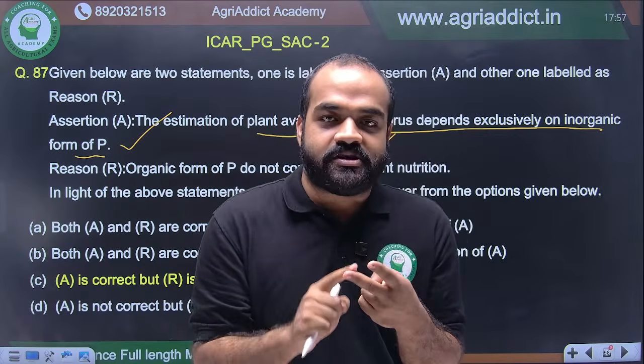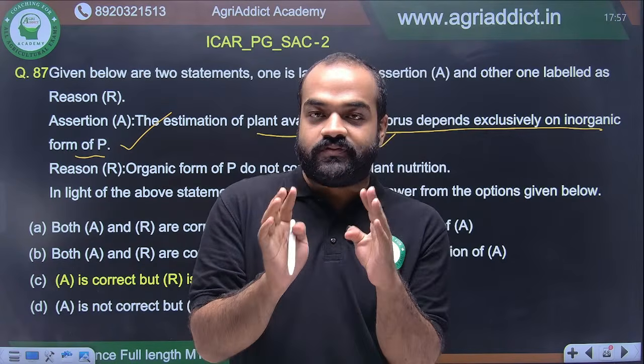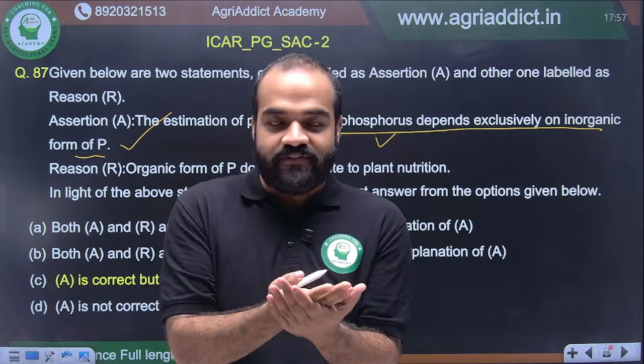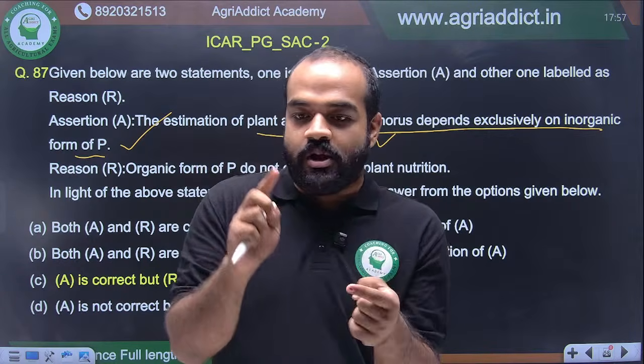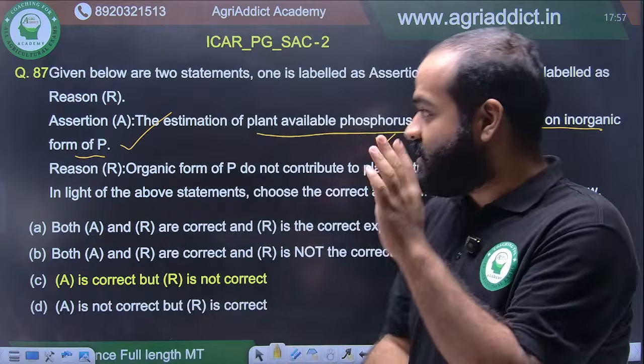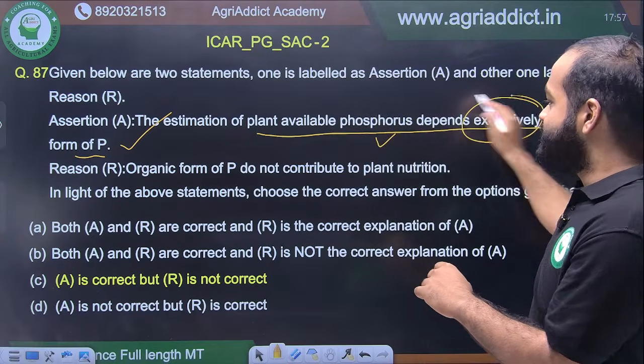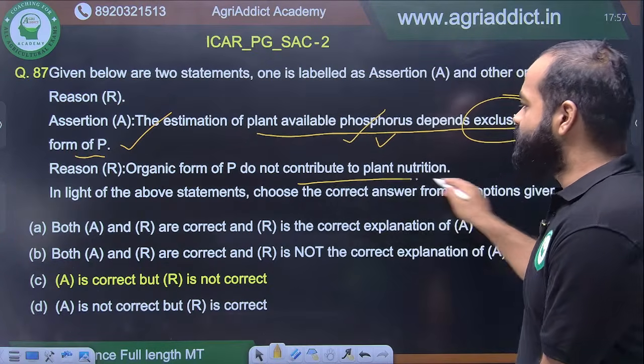Iron and aluminium can be extracted using Bray, which is used for acid soil, and calcium phosphate can be extracted in the Olsen method, which is for alkaline soil. It contains only inorganic phosphate, exclusively. This is a true statement, but "organic form of P do not contribute to plant nutrition."